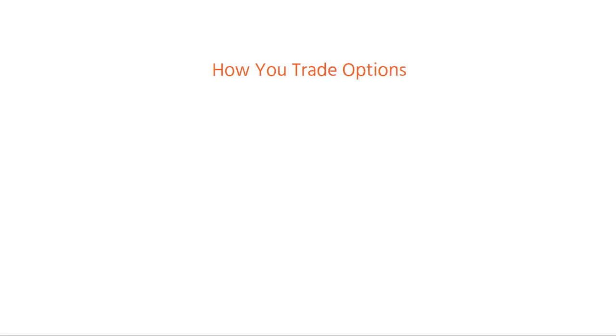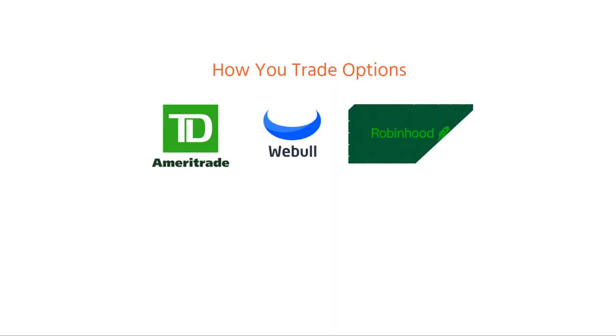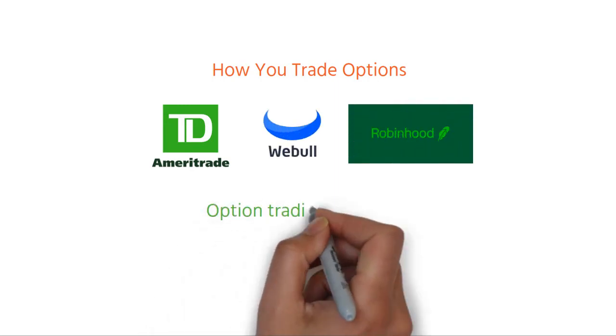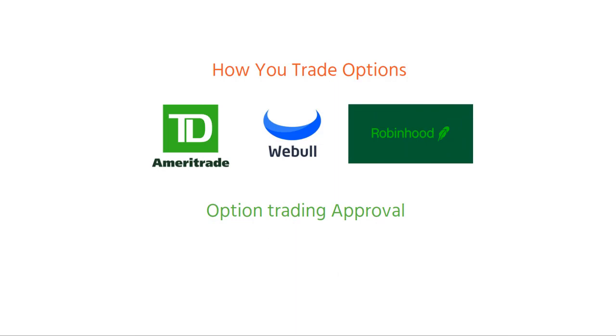You can open a brokerage account with any stockbroker such as E-Trade, Ameritrade, Webull, or Robinhood. You must get the option trading approval from the broker first before you start trading. But the process is very simple and mostly broker formality.